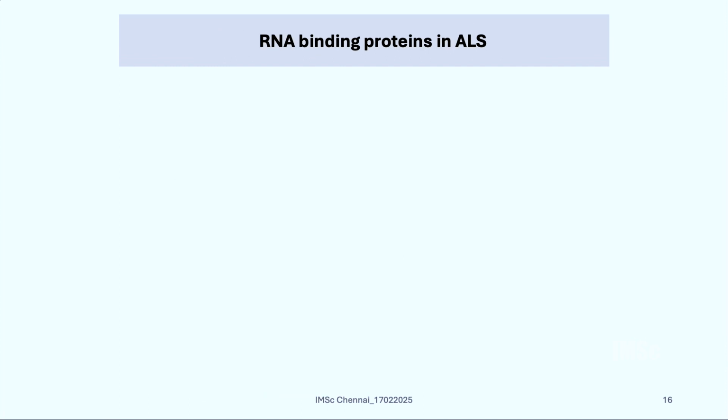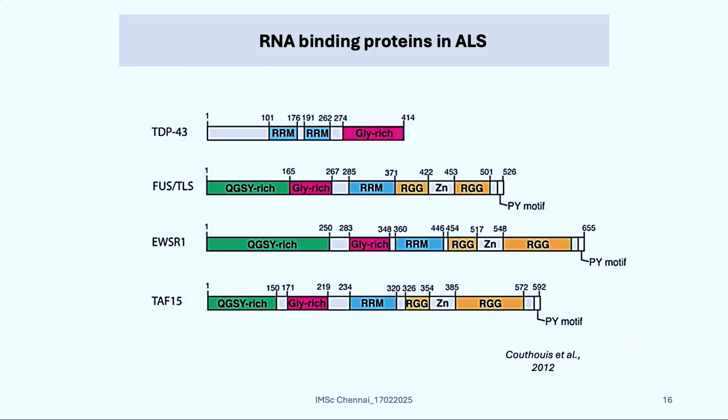Okay, what is its connection to RNA granules or RNP condensates that I was telling you about all this while? So it's a genetic disease. There are mutations found in specific proteins that contribute to this disease, right? What are these proteins? Proteins such as TDP43, FUS, EWSR1, TAF15. If you look at them closely, they have low complexity sequences. There are RGG motifs, this QGSY rich motif that's present in these proteins, and they also are intrinsically disordered. Plus, they have RNA binding domains like RRMs and so on and so forth.